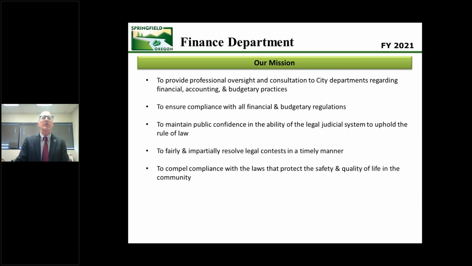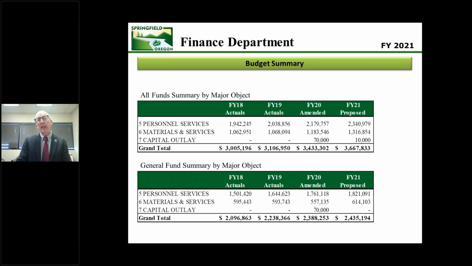Our mission, I'm actually not going to read through this, but you're welcome to pause this presentation if you'd like to do so. I'm going to move on to our budget summary. I've included 2 summaries here. One is all funds and then just a general fund summary.